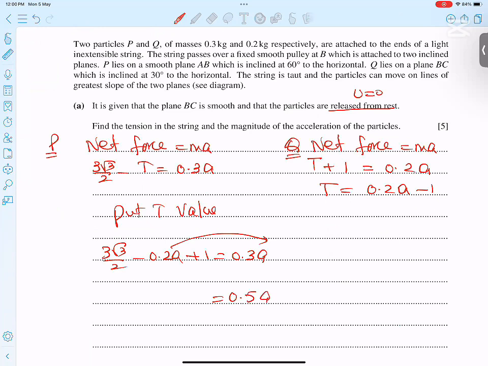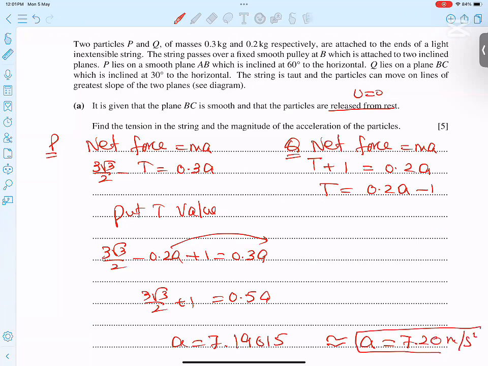And on the left hand side, we can type in the calculator: 3 root 3 divided by 2 plus 1, and divided by 0.5. So I'm getting this. And finally, I get the acceleration value 7.19615. After rounding, the acceleration value turns out to be 7.20.